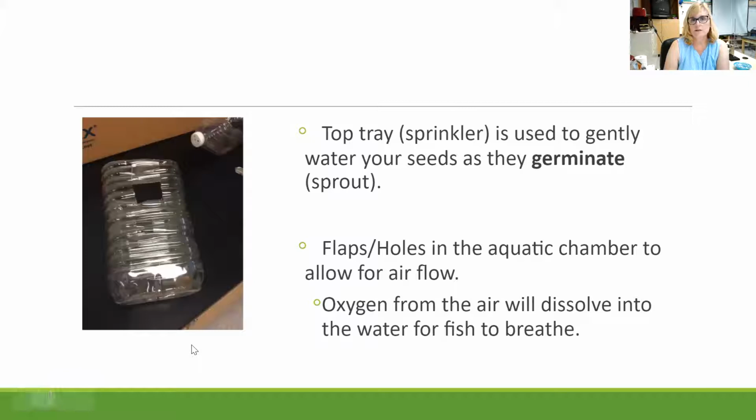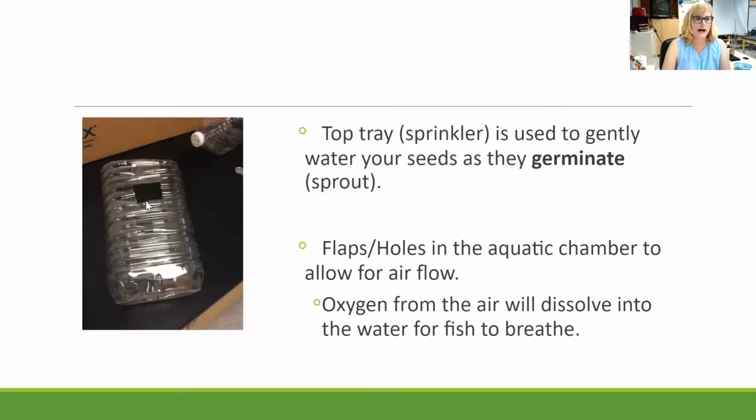So we created a top tray sprinkler to gently water while your seeds are germinating. We don't want the force of poured in water from the tap or from a plastic beaker to move the soil around and accidentally bury the seeds too deep or too shallow. So the sprinkler gently waters them as they germinate. As they germinate and grow roots, that's not as big of a deal. We won't actually use the sprinkler for very long because some of your plants are going to grow really quickly, like your peas and beans, and they're going to hit the top, and then we'll just discard the sprinkler.